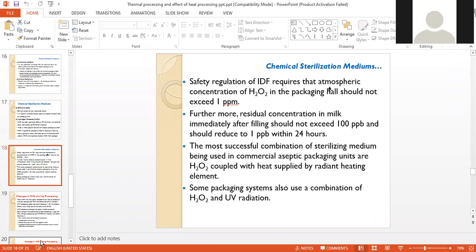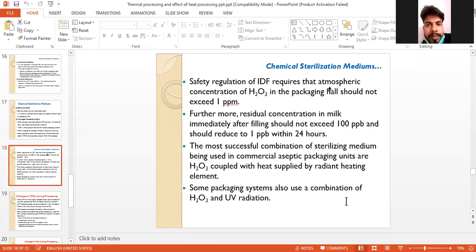Furthermore, the residual concentration in milk immediately after filling should not exceed 1 ppb within 24 hours. Most of the time, some workers have suggested using H2O2 or UV radiation, or a combination of both. So in the previous class we have discussed these things step by step.